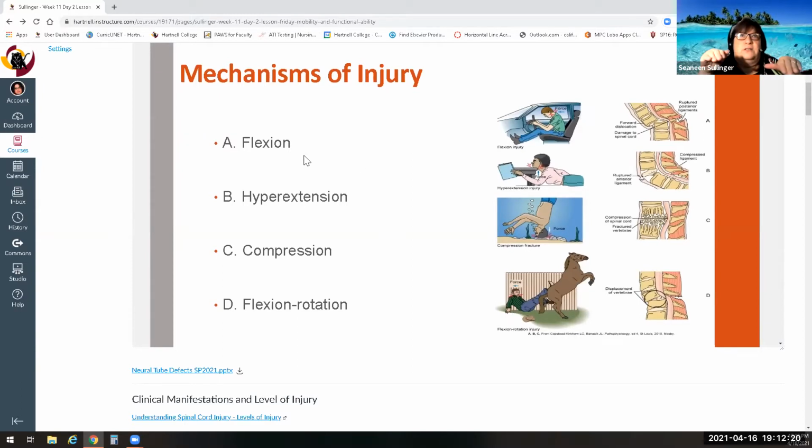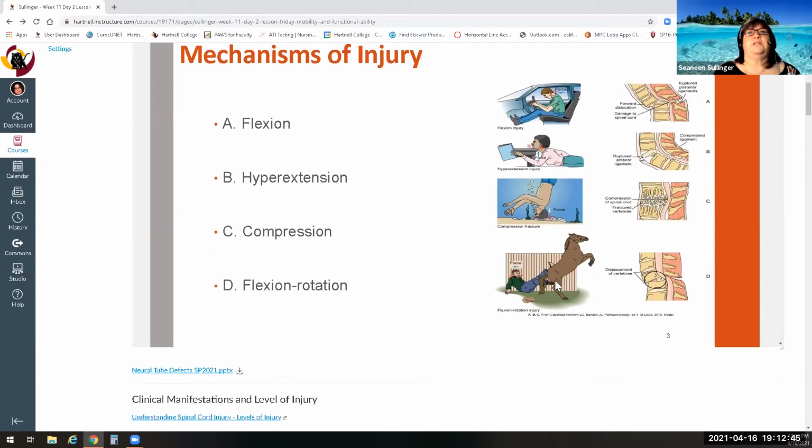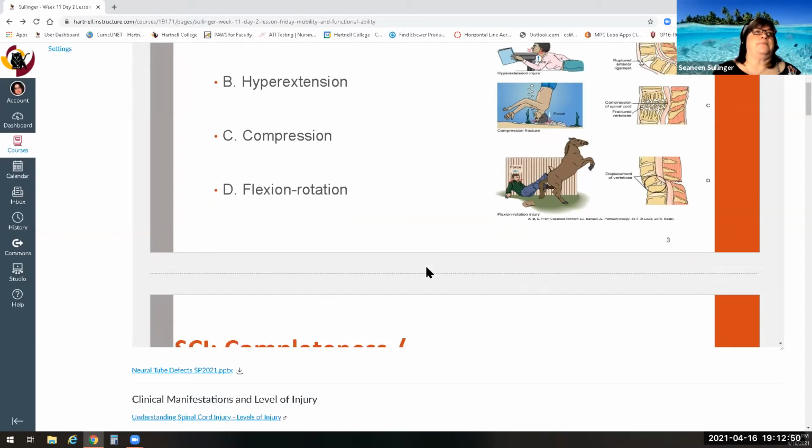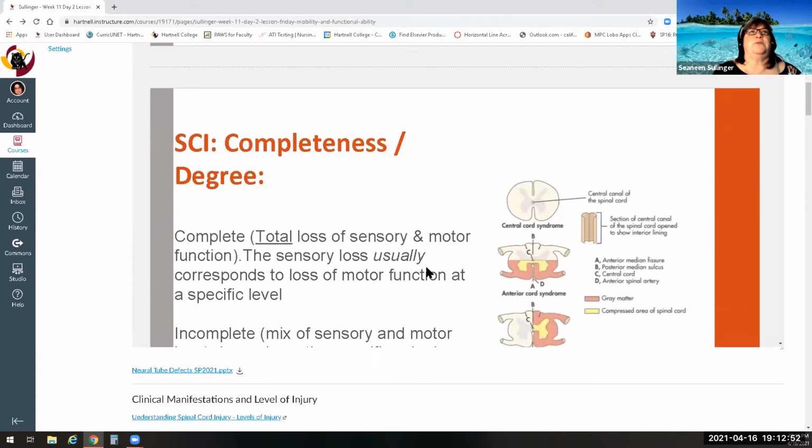So when you talk about different types, the mechanisms, how people get injured, you probably can't see this very well, sorry. There's a flexion, when you get stretched. There's hyperextension, there's a compression. This is the one that I have seen a lot in kids, is diving accidents. People have been swimming and gone diving and not realized how shallow the water or the pool was, and hit their head, and it compresses and you fracture, and then the spinal cord gets cut. And then you can also have flexion rotation injuries, for example.